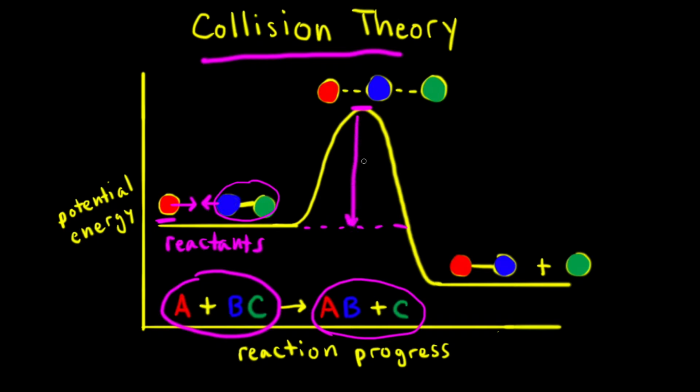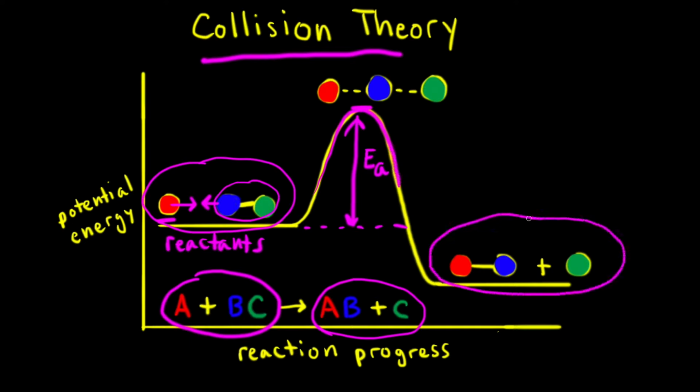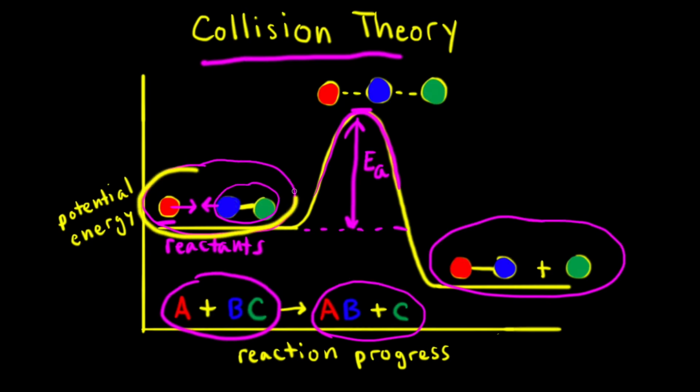So this energy here is our activation energy, the minimum amount of energy necessary for the reaction to occur. If these particles collide with enough energy, we can just get over this activation energy barrier, and the reactants can turn into our two products. If our reactant particles don't hit each other with enough energy, they simply bounce off of each other and our reaction never occurs. We never overcome this activation energy barrier.